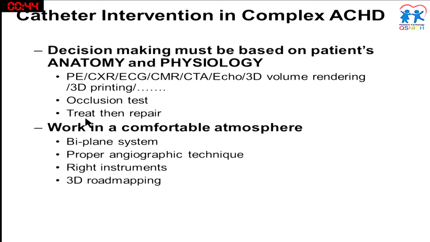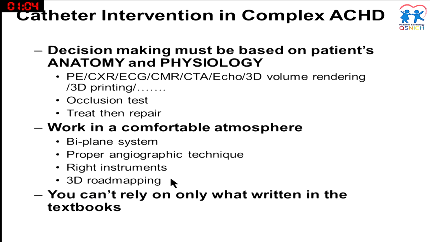And you need to work in a comfortable atmosphere, definitely. Biplane gives more room to help you see the anatomy. You need proper angiographic techniques. You need the right instruments, and 3D road mapping is quite helpful at the moment, especially in specific lesions. But you can't rely only on what's written in the textbook, because sometimes you need to write your own textbook. And it's about collaboration. You can't do it by yourself. You need to have your adult cardiologist supporting you. You need to have a very good surgeon supporting you as well in order to get over this.